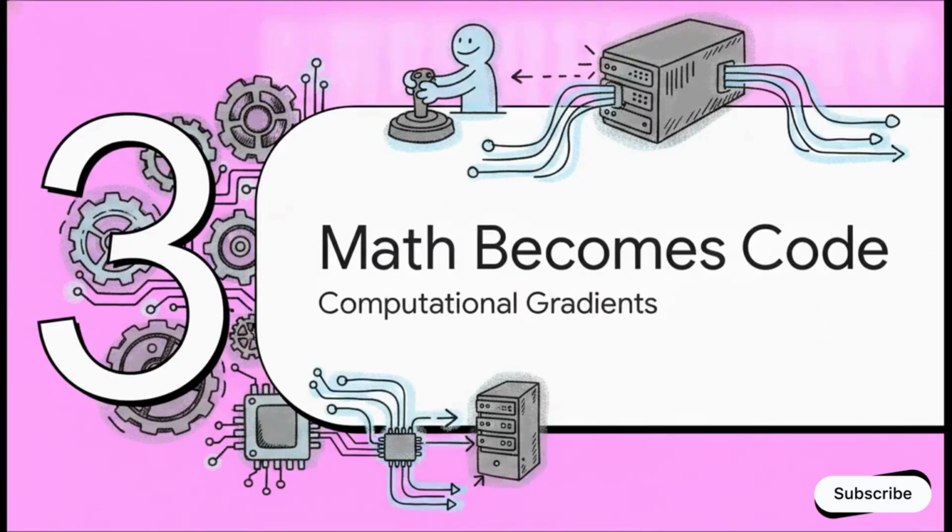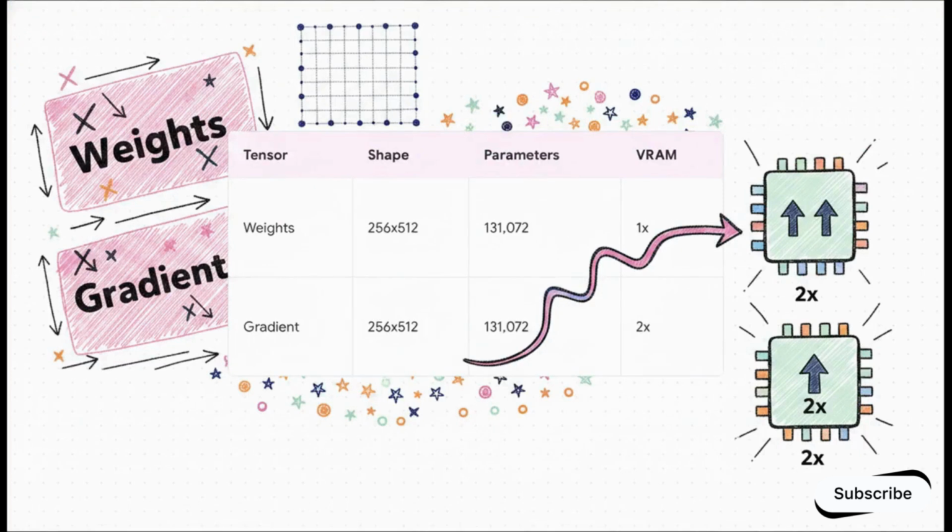Section 3. When math becomes code. So in machine learning, parameters are grouped into massive tensors. Say you have a weight matrix of 256 by 512. That is over 131,000 parameters. Because the gradient has to provide a direction for every single one of those weights simultaneously, its tensor has to match that exact shape. This effectively doubles the VRAM, the video RAM, required to run your model on a GPU. We're talking about a massive computational payload here.